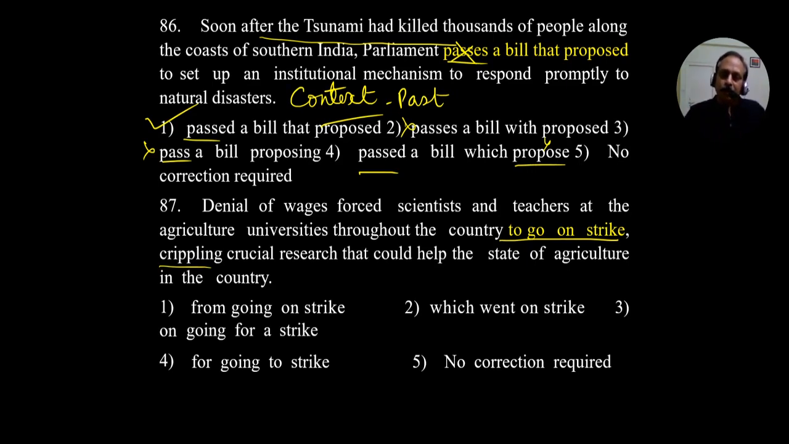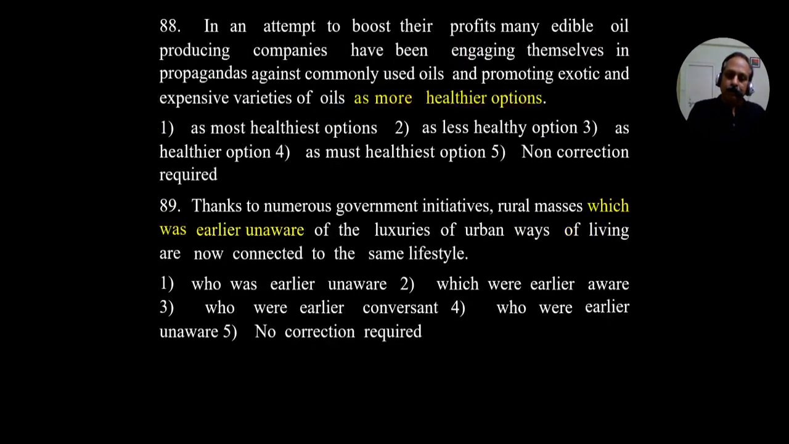Crippling crucial research that could help the state of agriculture in the country. Now, this is easy, in my opinion, if the person is exposed to the language. To go on strike. The employees have decided to go on strike. This is a standard expression. And throughout the country, denial of wages forced the scientists and teachers at the agricultural universities throughout the country to go on strike. Absolutely no problem. When you see this expression, to go on strike, you know for sure this is the answer. Answer is what? No correction required.